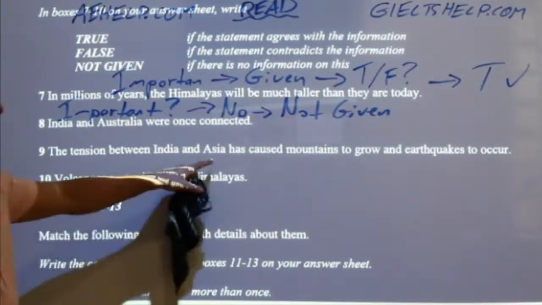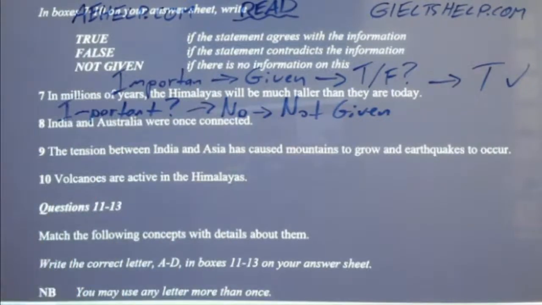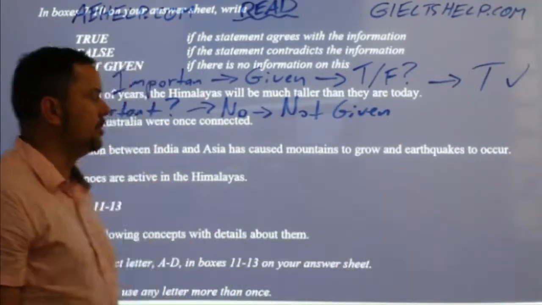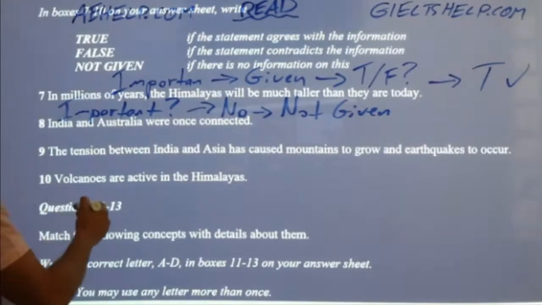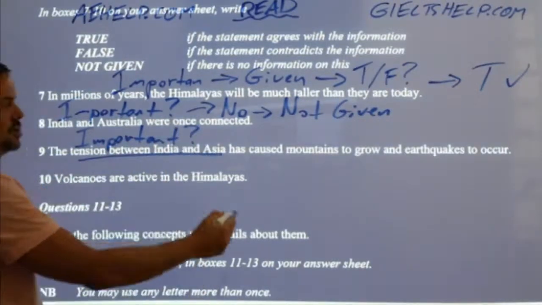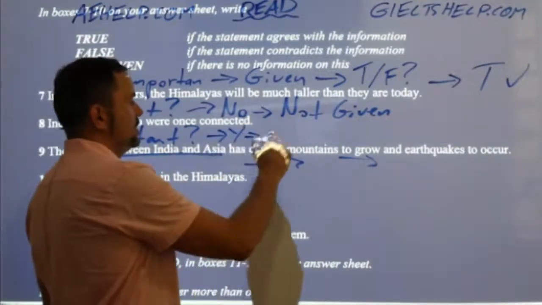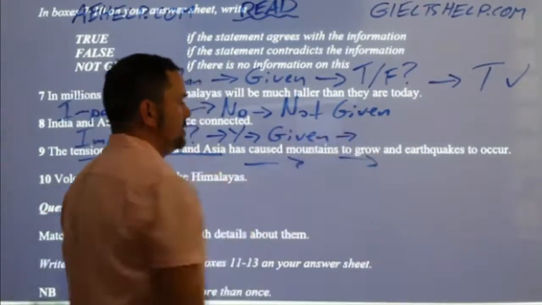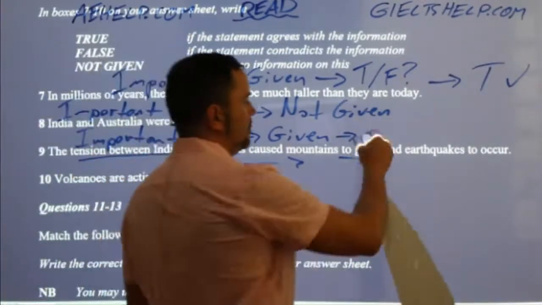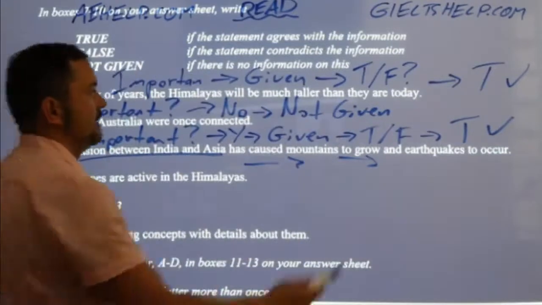Question number nine. The tension between India and Asia has caused mountains to grow and earthquakes to occur. So is it important? Is it important to know about the force between India and Asia causing mountains and earthquakes? Yeah, it's important. So yes, so it's given. Is it true that the tension between India and Asia has caused mountains? Yeah, it's the Himalayas, right? So true or false? It's definitely true. Okay, so far we have true, not given.